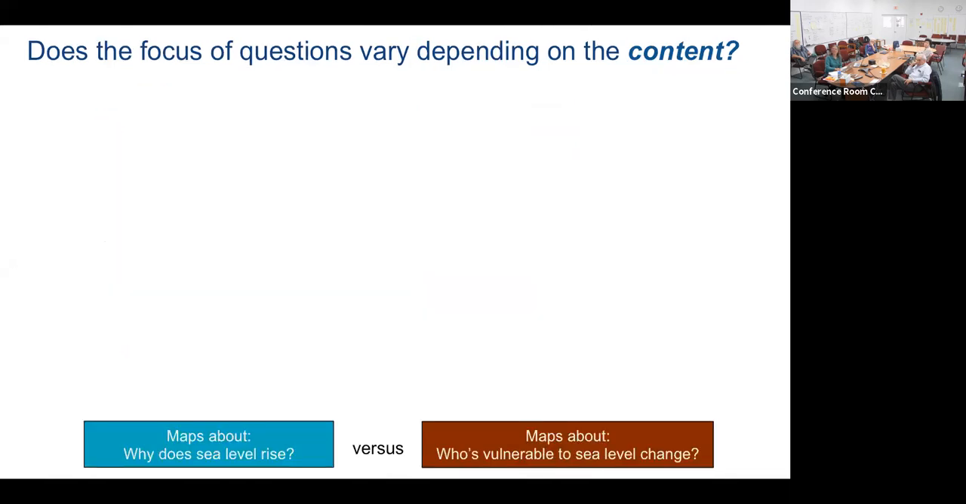So then, how does the focus of question vary depending on the content? In other words, what's the map about? And recall that we had one set of maps about why does sea level rise, and another set of maps about who's vulnerable to sea level change. And for many of our taxonomic data types, it didn't make much difference, but for some, there was a difference that makes sense and seems meaningful.